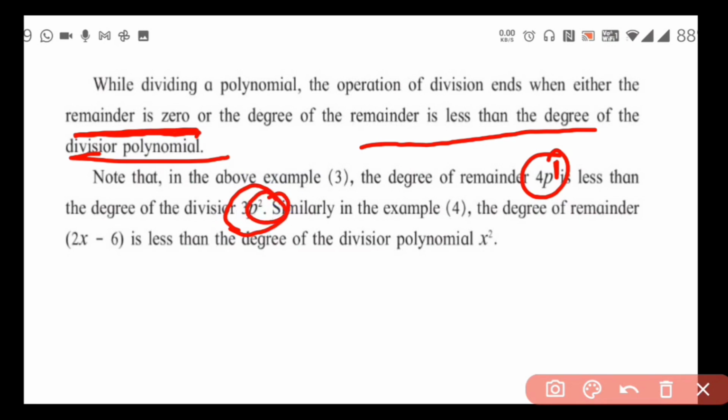That means the divisor's degree is bigger than the remainder's degree. That means the remainder's degree is smaller than the divisor's degree. So when the remainder's degree is smaller, we have to stop solving the sum there, and we will solve the sums keeping all these things in our mind.